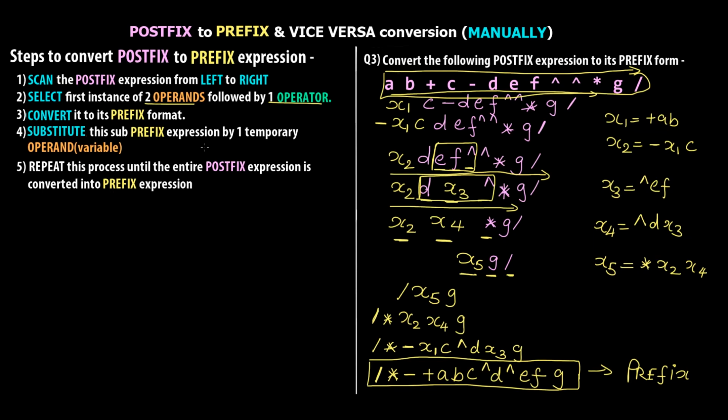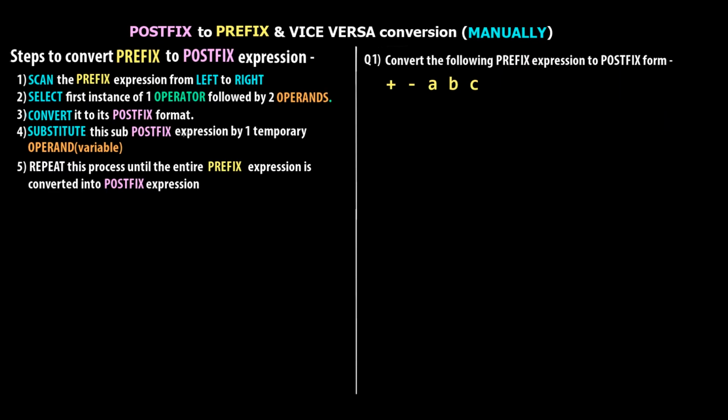Now let's see the vice versa process, that is prefix to postfix, and it is pretty much going to be the same. And we'll again solve 3 examples. So let's see the rules as well as those examples. Okay, so now we have to take a prefix expression and convert it to its postfix format. So exactly the reverse process. And you can see on the right hand side we have question number 1. So if you read the rules, they're pretty much the same. So let's quickly go through the rules.